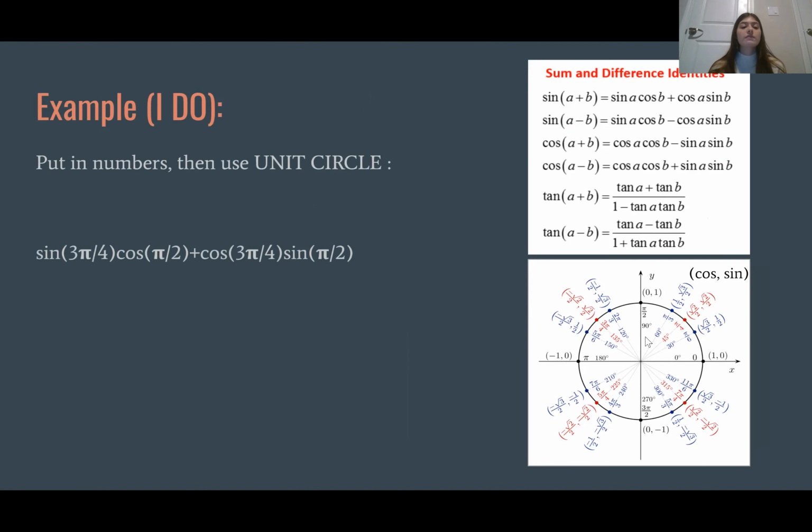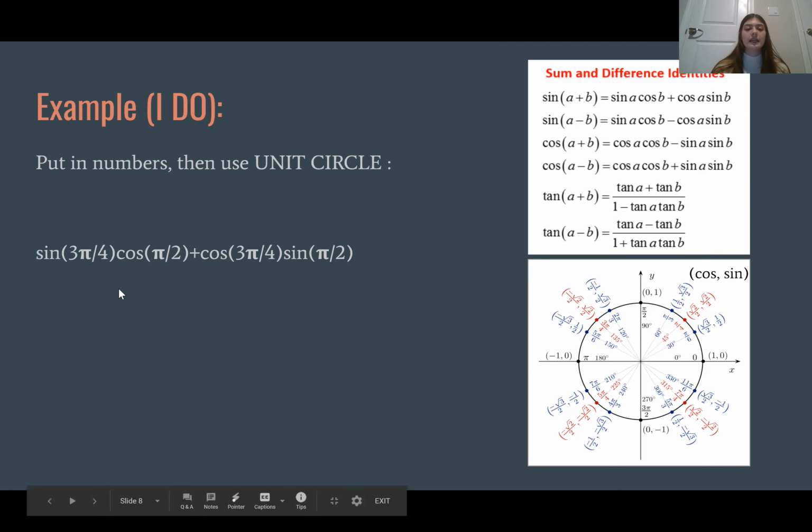All right, so we're given the example of sine 3 pi over 4 cosine pi over 2 plus cosine of 3 pi over 4 sine pi over 2. All right, that looks like a monster. That looks really difficult. That looks like we're never ever going to be able to find an answer for that unless we plug it into a calculator. But I promise we can, and we will. All right, so what we're going to ask ourselves is, which identity do we use?